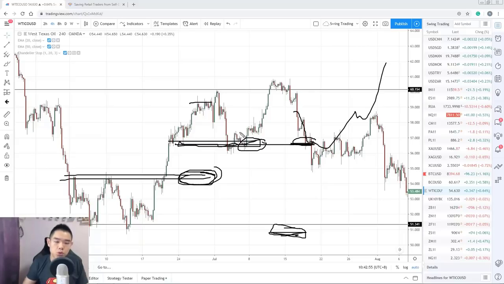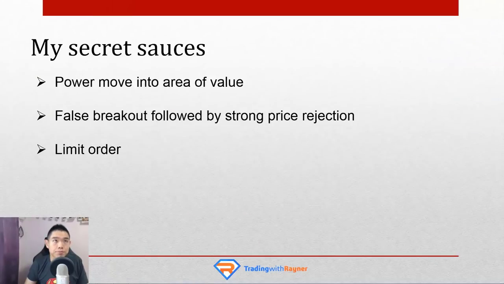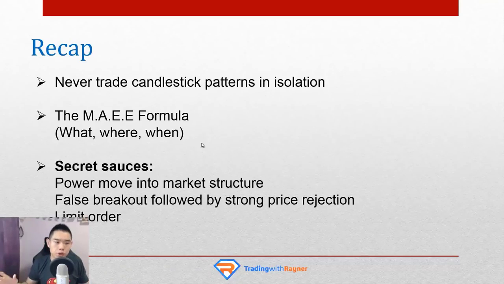So usually what you want to do is go down to a lower time frame and observe the market structure. Where is a logical market structure where I can place my limit order to get filled on the trade? And the market structure would help support the so-called bias of your trade. So this is how the limit order technique works. Those three are my secret sauces, and let's do a quick recap before we conclude today's video.